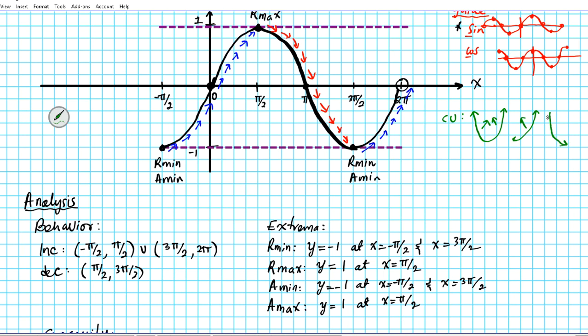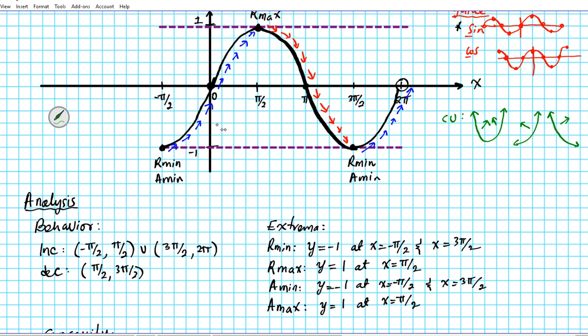Okay, let me fix that a little bit. So you have a U facing up, or a portion of it. This one's going up, concave up, just like a satellite dish, and this is also opening up, just like a dish. Okay, so that's what concave up is.